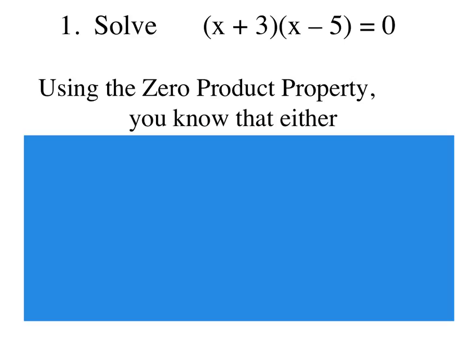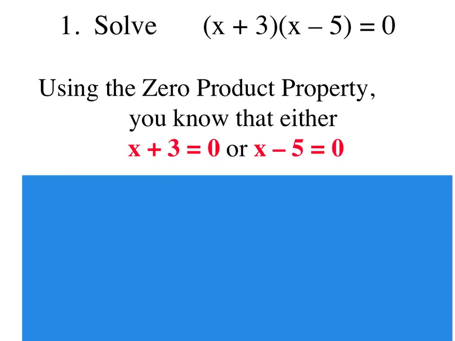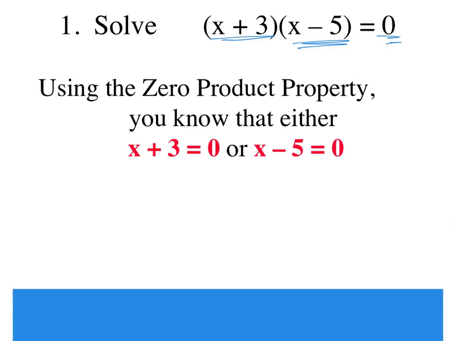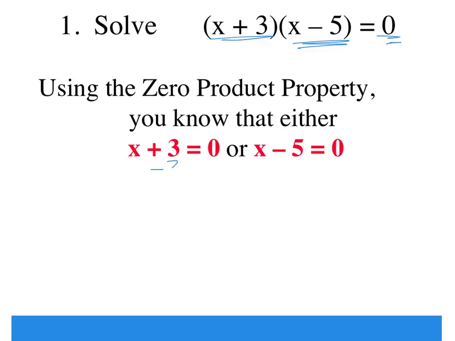So we're going to figure out what x could potentially be in either of these two little binomials in order to give you 0. Basically, you take your first factor and set it to 0, and then you take your second factor and set it to 0, and you've just created two mini one-step equations, and you're going to solve for x in both of these. So in the first one, I would subtract 3, and I'm going to get x equals negative 3. That's one possible value that's going to make this equation equal 0. Or I can add 5, and I'm going to have x equals 5.